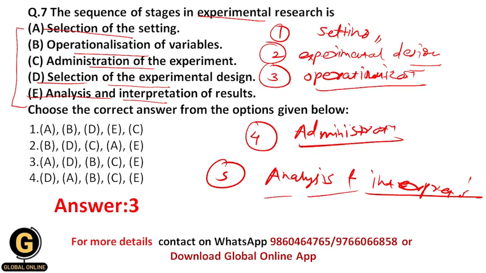And that's why the correct answer for this is third, that is A, D, B, C, E, because here A is your first stage, then D is your second, then B is your third, C is fourth, and E is fifth.